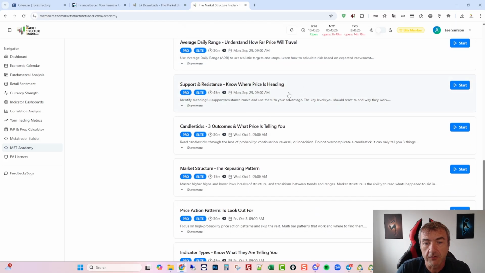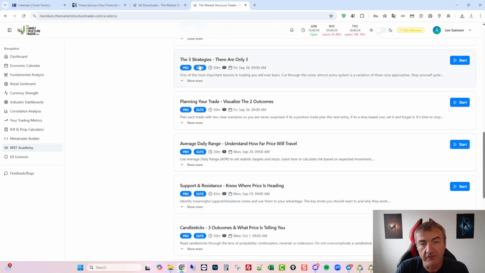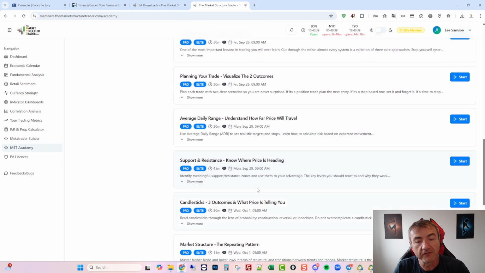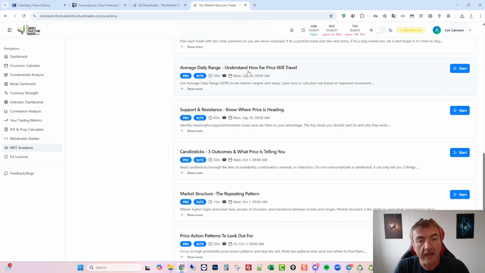Support and resistance, know where price is heading. All markets have support resistance levels. The market always heads towards a support resistance level. All of these lessons are kind of visualizing where the outcomes are, and support and resistance is all kind of linked in together, and ADR. So you can see where price is going.